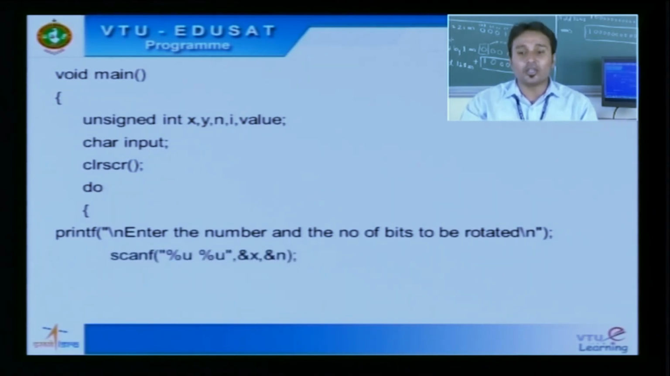Here we need to insert the value of x as well as n. Here x stands for the actual number which we want to rotate and n stands for the total number of times we have to rotate. And carefully observe here that in the scanf statement we have a new format specifier %u which stands for unsigned integers. Next we will assign the value of x to y and a right shift of x comma n function will be called.